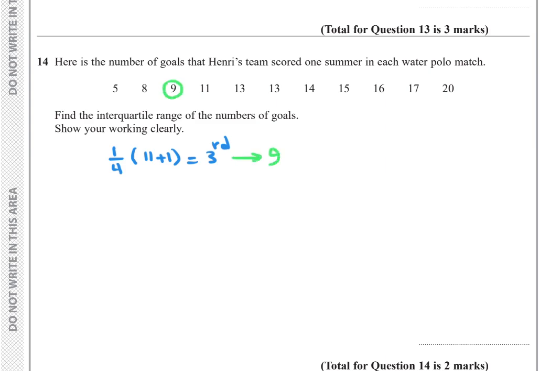For the upper quartile, 3 over 4 times n plus 1, so times 11 plus 1 equals 9. So this is the 9th value. 1, 2, 3, 4, 5, 6, 7, 8, 9. So 16. Now interquartile range, 16 minus 9 equals 7.